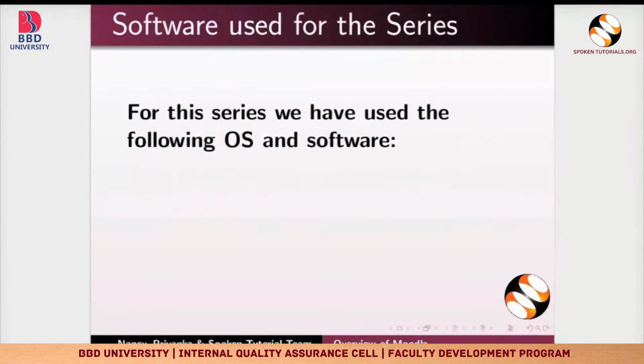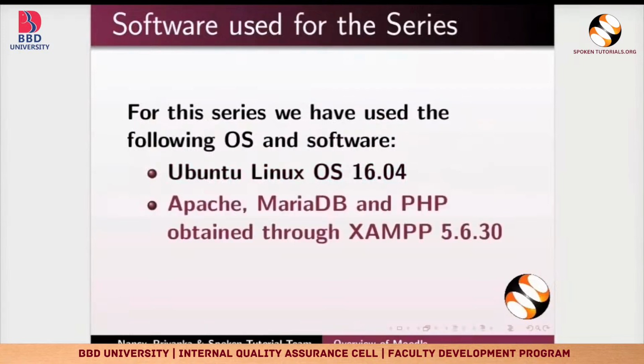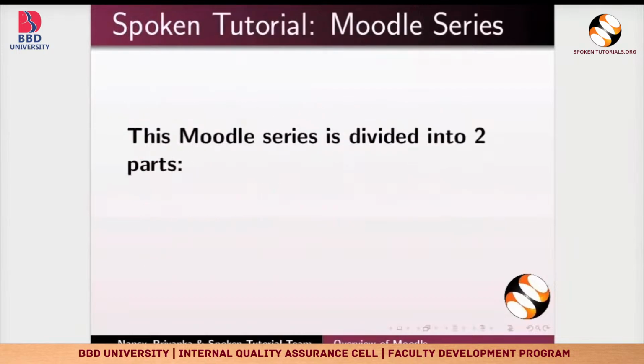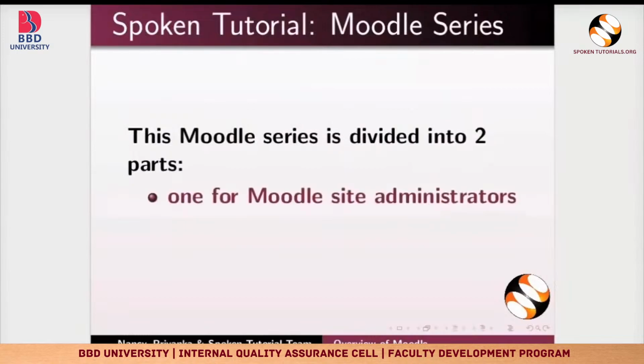For this series, we have used the following OS and software: Ubuntu Linux OS 16.04, Apache, MariaDB and PHP obtained through XAMPP 5.6.30 and Moodle 3.3. This Moodle series is divided into two parts. One for Moodle site administrators and another for teachers.